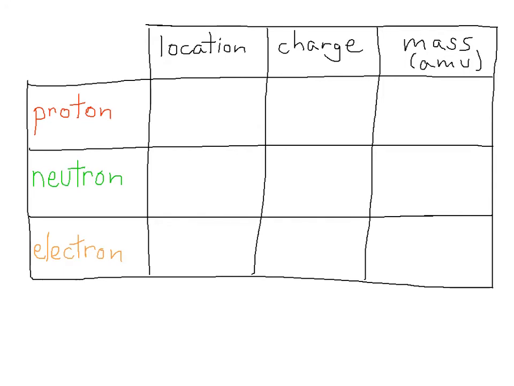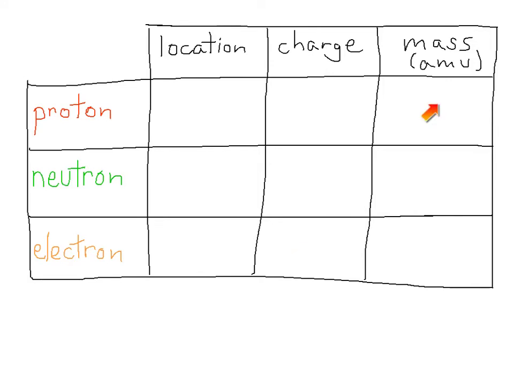So we can use this page to summarize what we already know. Where are protons found? Where are neutrons found? Where are electrons found? And charge? What's the charge in a proton? How about a neutron? How about an electron?